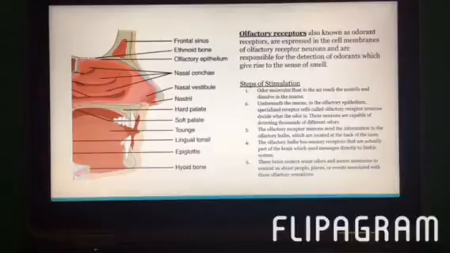Olfactory receptors, also known as odor receptors, are expressed in the cell membranes of olfactory receptor neurons and are responsible for the detection of odorants which give rise to the sense of smell. And then we have the steps of stimulation.